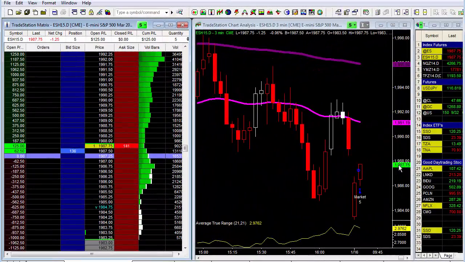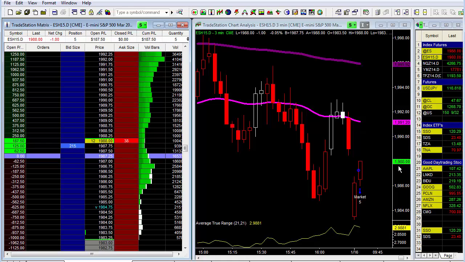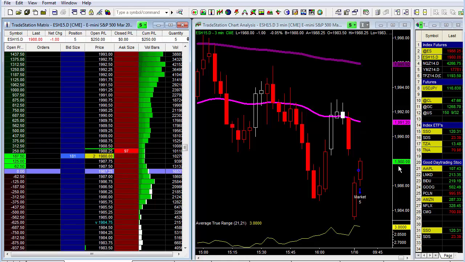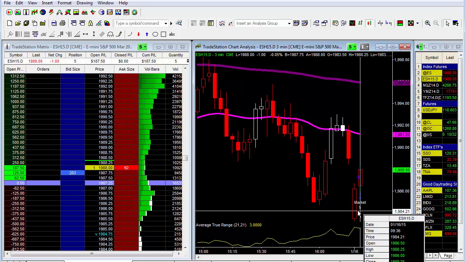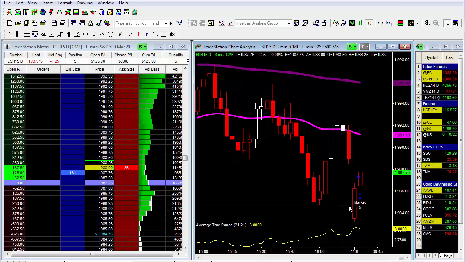Right, good morning. Today is Friday the 16th of January, and we're looking at the E-Mini S&P 500 futures contract. Similar to the last few days, I have bought this market as it took out the first 3-minute bar high on the E-Mini S&P 500.